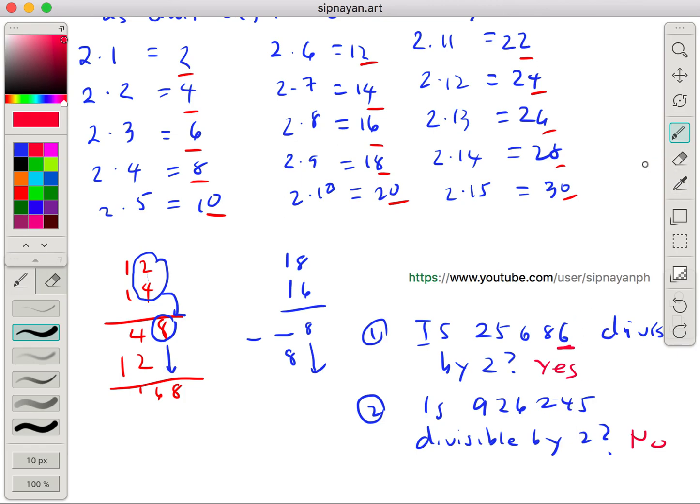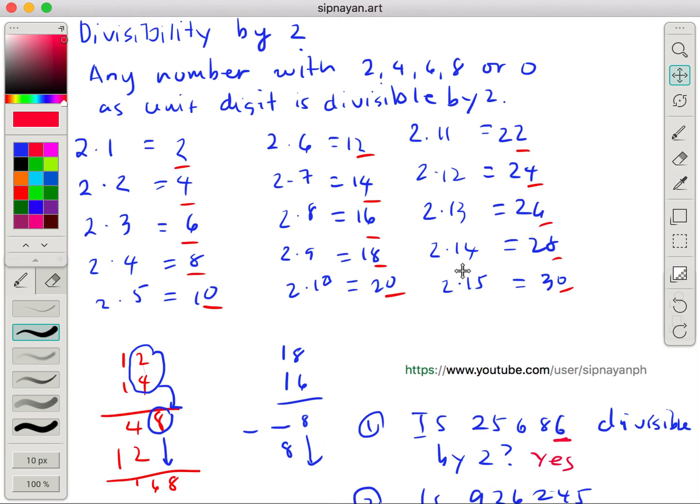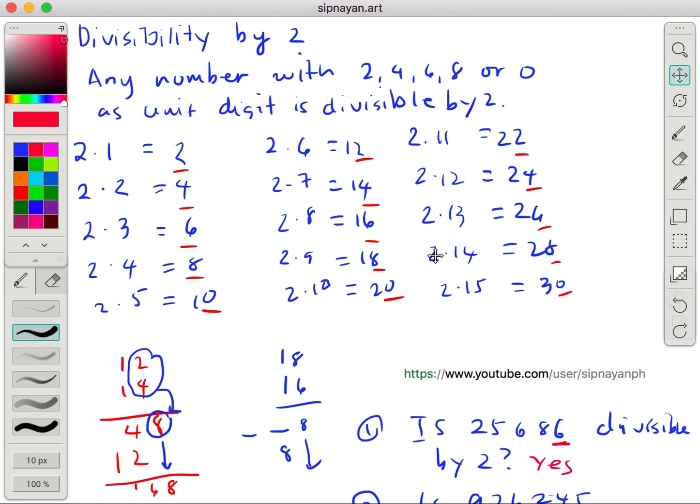Okay, so I think yan yung pinaka-basic na divisibility rules. Pinaka-basic na divisibility rule. Sa susunod siguro, tignan natin yung divisibility by 5 or by 3. No? Titignan natin kung alin ito sa dalawa yung mas appropriate. Siguro by 5 kasi yun ang mas madali.